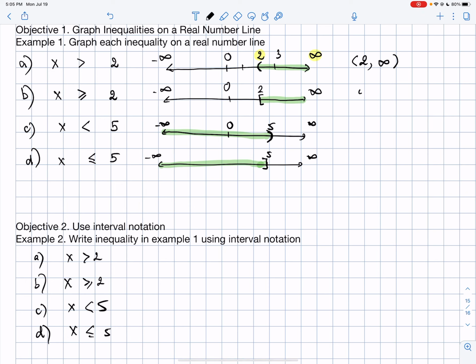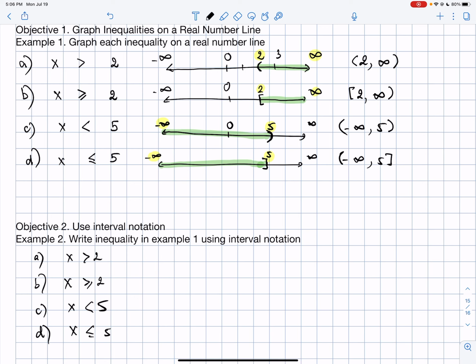Now for part B, we do 2, comma, infinity, because 2 and infinity are both the endpoints. We will use the bracket for 2 and then parenthesis for infinity. For the third one, we have negative infinity and 5 as the endpoints. So negative infinity, comma, 5. And for the last one, negative infinity until 5 also, but we use the bracket for 5 and parenthesis for infinity.